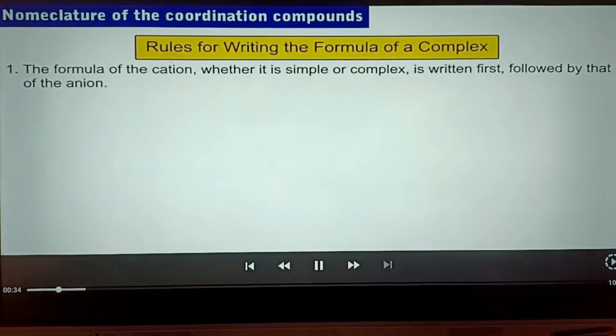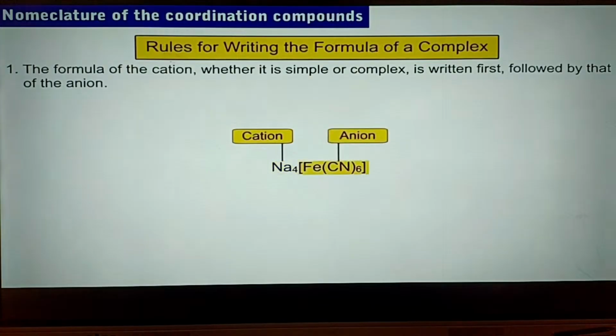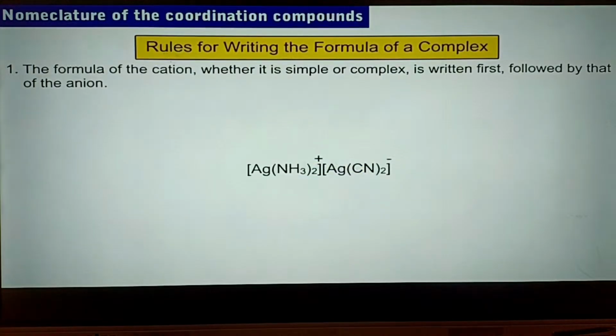The first rule is the formula of the cation, whether it is simple or complex, is written first, followed by that of the anion. For example, in the complex shown here, the cation sodium is written first, followed by the anionic coordination entity. Similarly, in the complex containing a complex cation and a complex anion shown here, the complex cation [Ag(NH3)2] is written first, followed by the complex anion [Ag(CN)2].